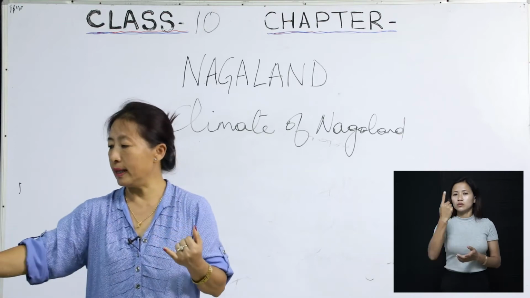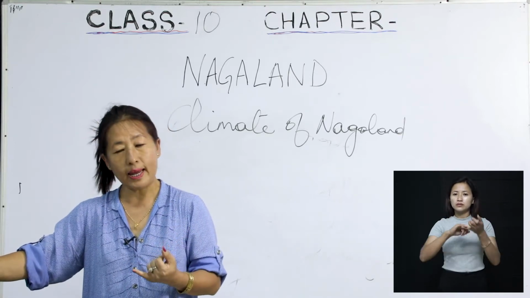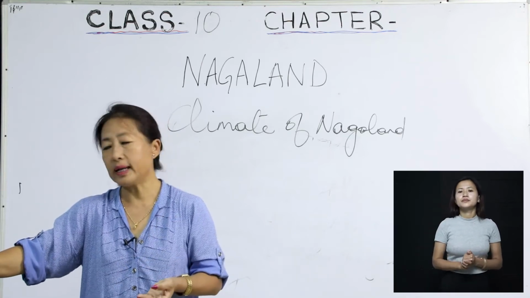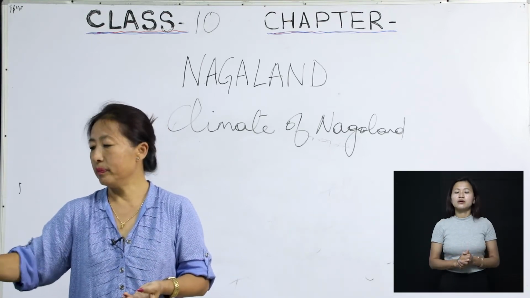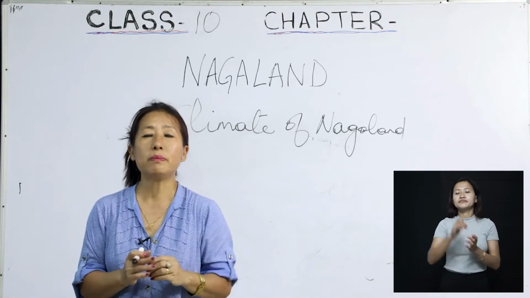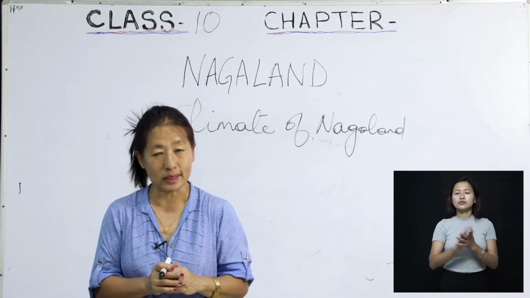So one is called the cold season. Then we have the hot season, then the rainy season, and the cool, dry season. So please make sure you remember those 4 distinct seasons.